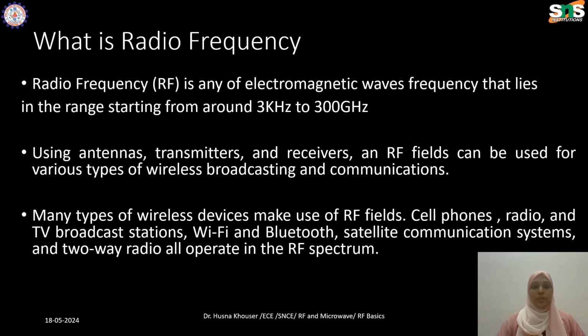What is radio frequency? Radio frequency is any electromagnetic wave frequency that lies in the range starting from around 3 kHz to 300 GHz. This 3 kHz to 300 GHz ranges from the intermediate frequency to the high frequency ranges.